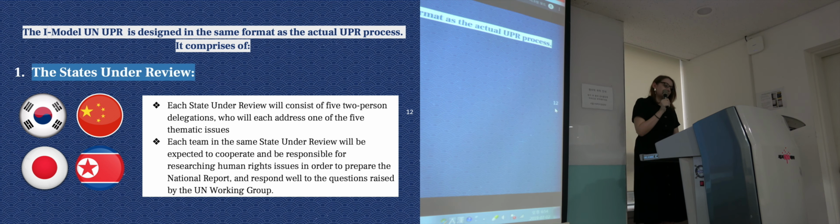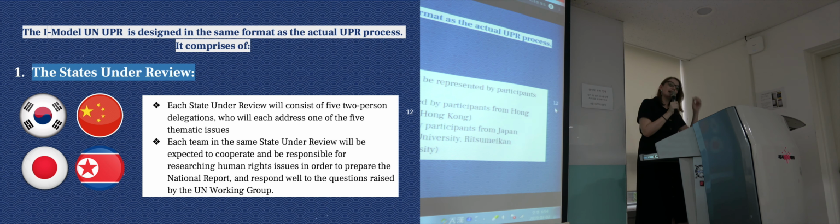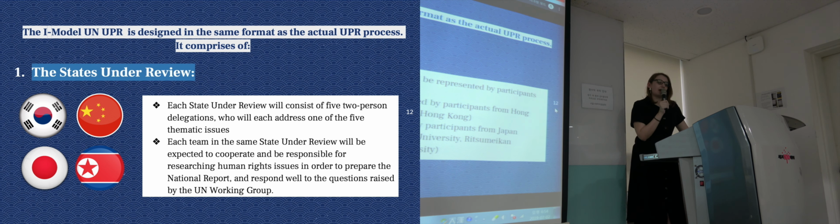Besides these amendments, however, the iModel UN-UPR is for the most part comprised of the same format as the actual UPR process. Just like the actual UPR, we have our states under review who go through an interactive discussion with other UN member states. As I said before, we'll have the participants here representing the ROK and the DPRK, whilst Hong Kong will represent China and Japan will mainly be represented by participants from Japan.